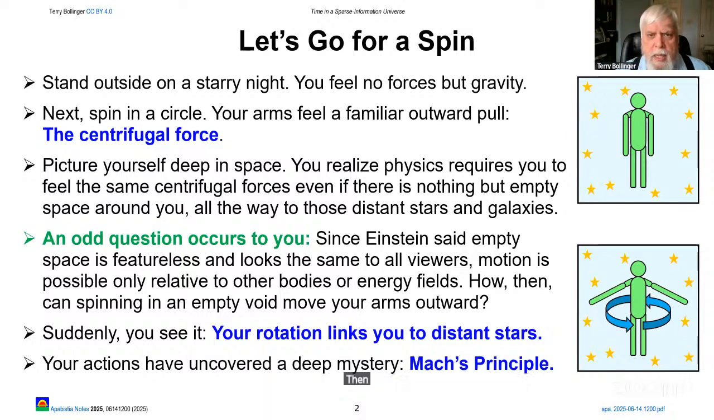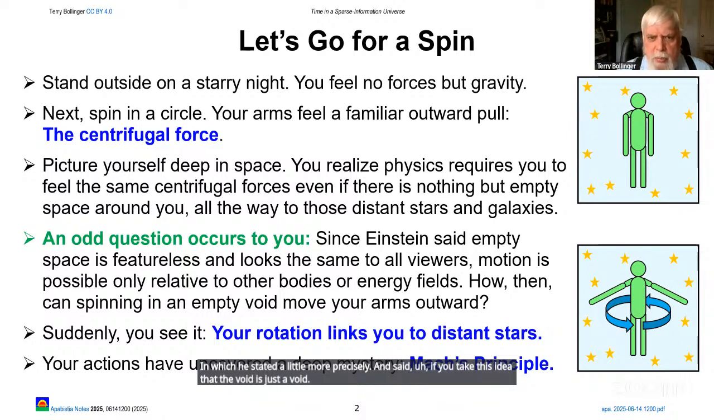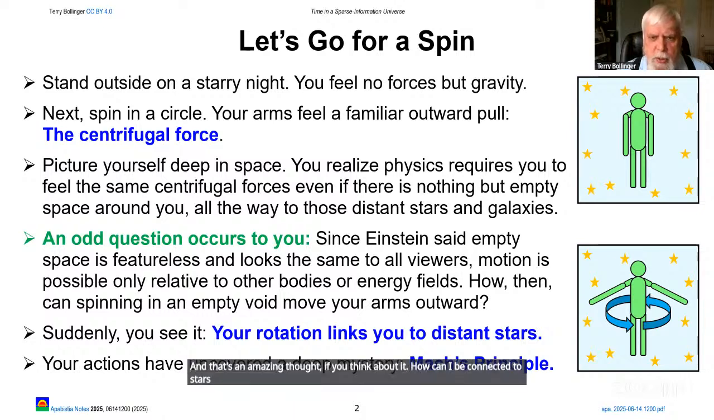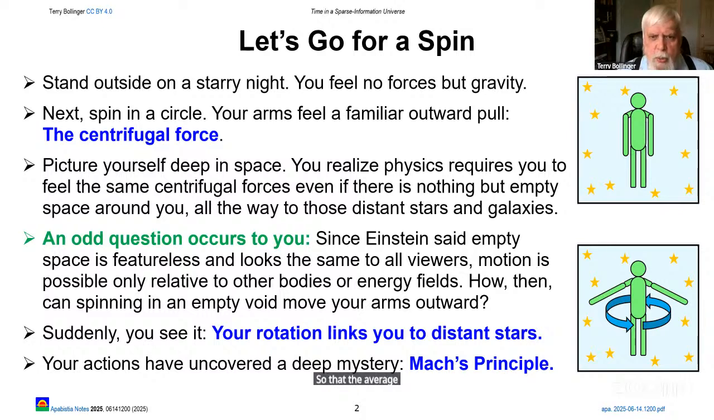Then the version that came up later was one by Ernst Mach, in which he stated it a little more precisely, and said, if you take this idea that the void is just a void, you have a big problem defining why your rotation, your centrifugal force, seems to depend on the position of those distant stars. And that's an amazing thought if you think about it. You go, how can I be connected to stars on the other side of the universe so that the average of all those stars is what tells me whether I am rotating? But at the same time, you're saying that the space in between, the space around me, has nothing. There's no field to it, there's no fabric to it.